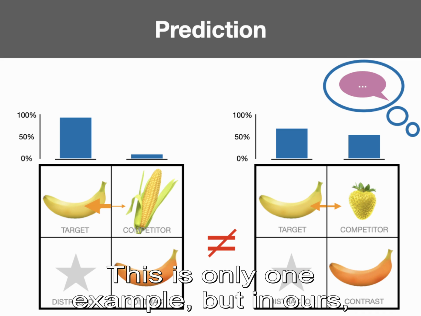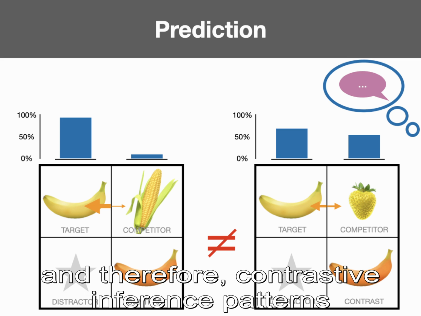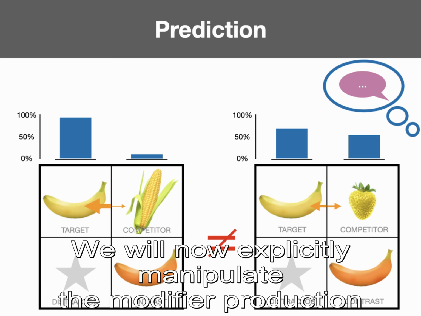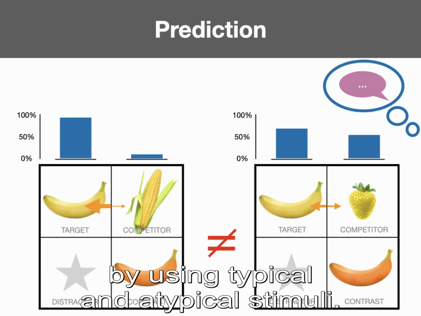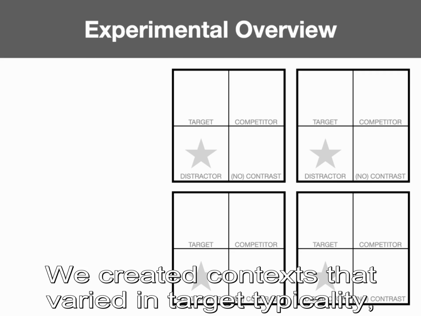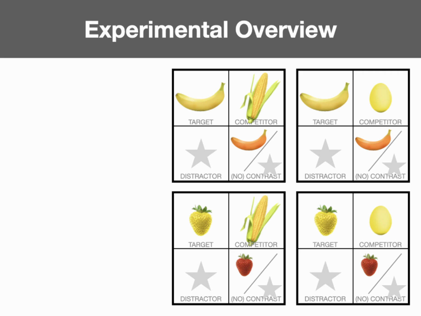This is only one example where an RSA model actually predicts variability of target preference and therefore contrastive inference patterns within the color domain. We will now explicitly manipulate the modifier production probabilities of targets and competitors in the display by using typical and atypical stimuli. We created contexts that varied in target typicality, competitor typicality, and contrast presence.